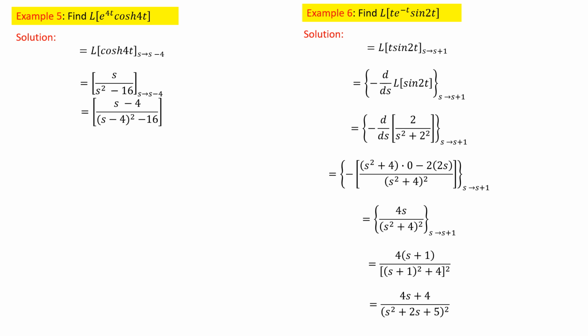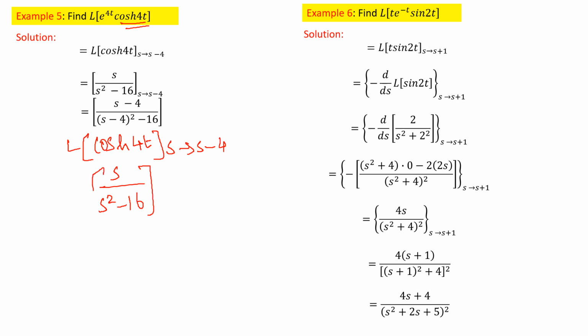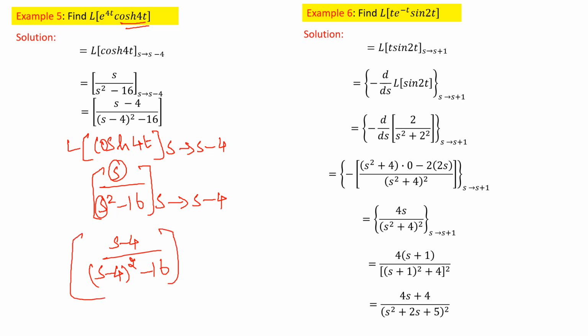Another two more examples in this. So here the function is e power 4t times cosine h of 3t. So I will write L of cos h 4t. Then we'll replace s by s minus 4. We know that L of cosine h 4t is going to be s by s squared minus 16. Then I should replace s by s minus 4. So for this s we will change s minus 4, and for this s we will change s minus 4 the whole squared minus 16. So this is the final answer.